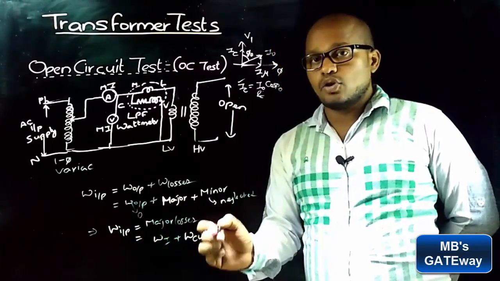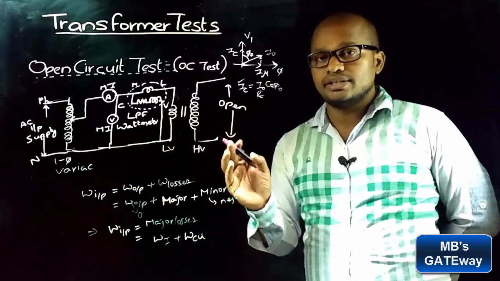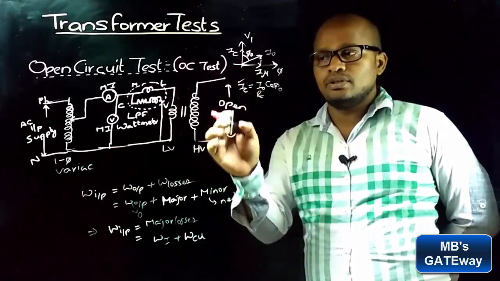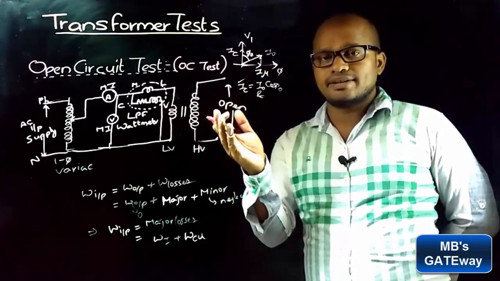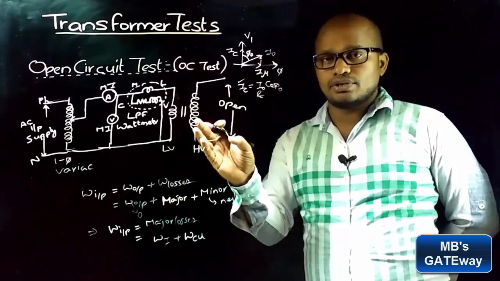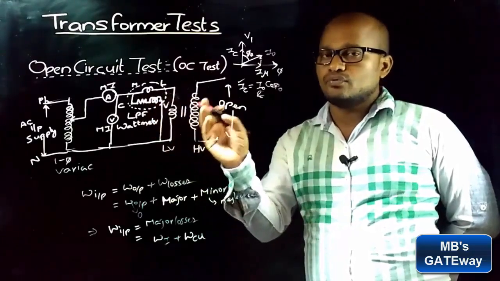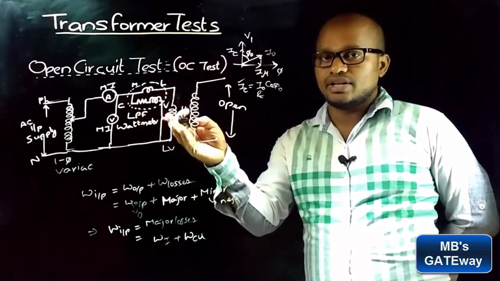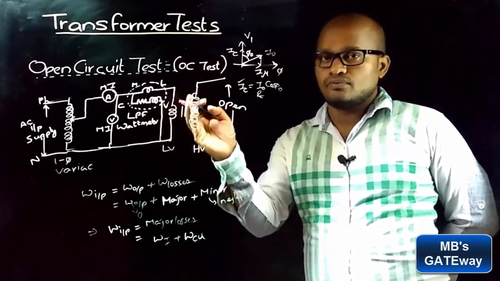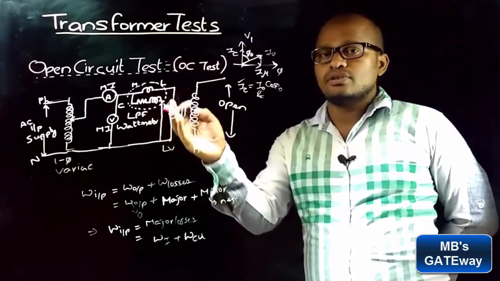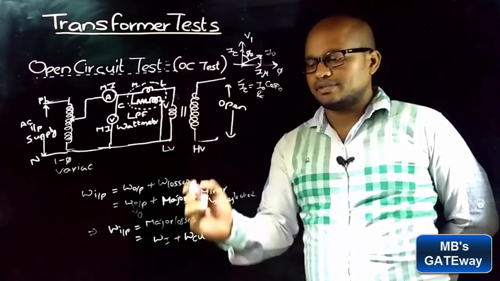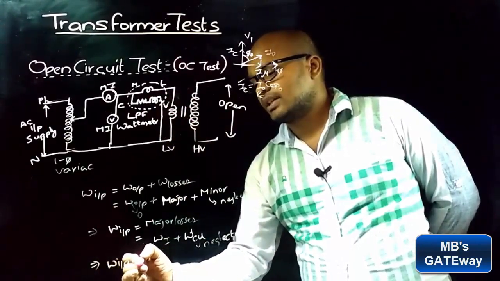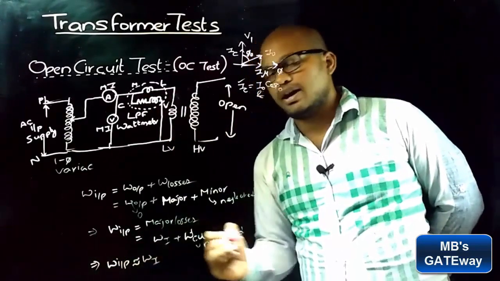As discussed, copper losses depend on the current flowing in the winding and the resistance of that winding. On the secondary side, as it is open circuit, current is 0, so copper loss on the secondary side is 0. As this is the open circuit test, the transformer will draw 4 to 5% of full load current. So as the current in the primary winding is 4 to 5% of full load current, copper losses are very low, which can be neglected. From this, total input power can be taken as equal to iron losses.